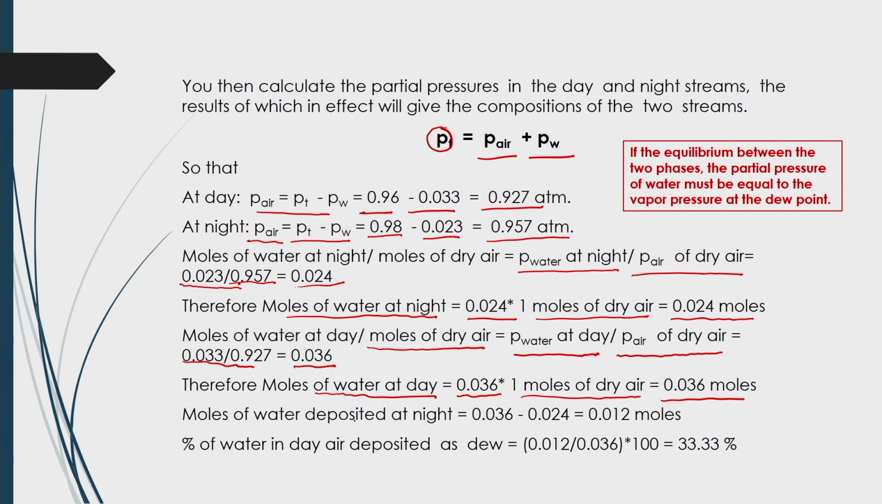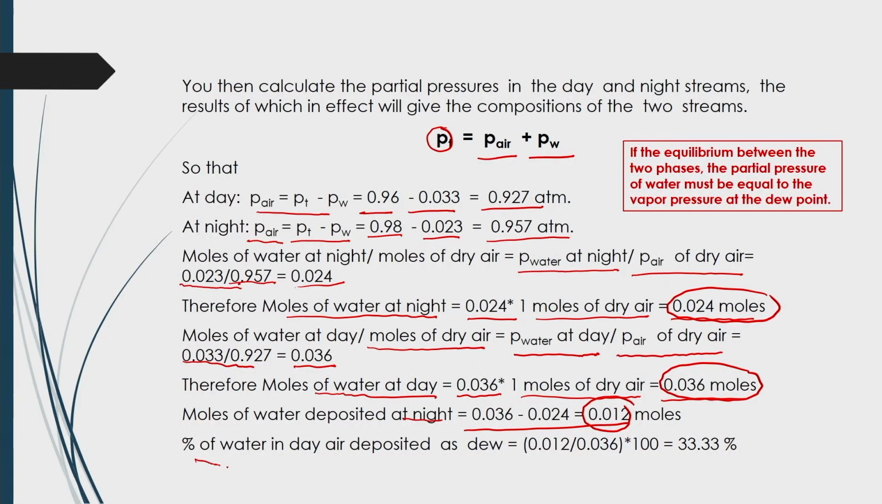So, for the moles of water that is deposited at night, this is the daytime amount, and this is the night time amount. If you subtract the 0.024 moles at night from the water moles of the day, that is from 0.036, then you get 0.012 moles of water deposited at night. So, this will actually come out as dew at night.